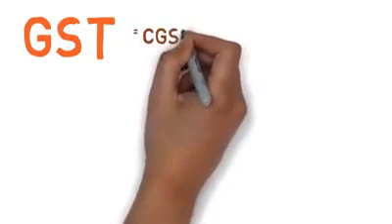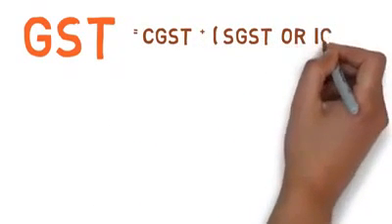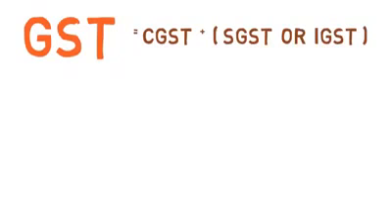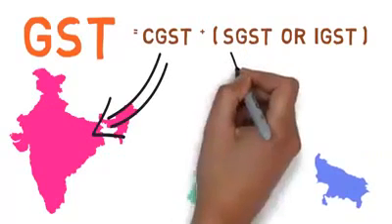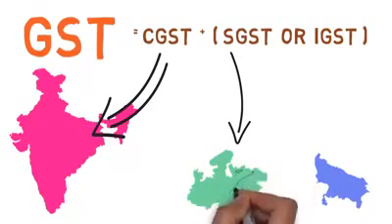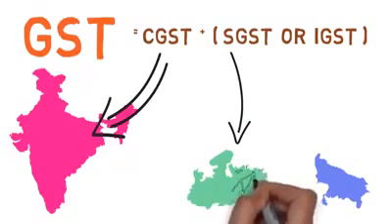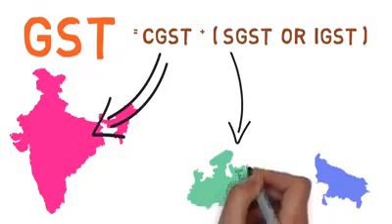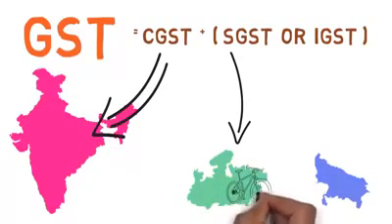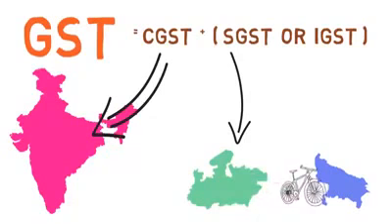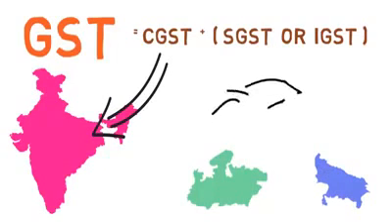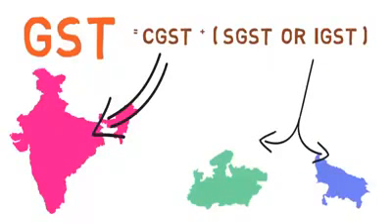GST is a combination of CGST and SGST or IGST. CGST is central GST, which is paid to the central government. SGST is the state GST, which is paid to the state government, and IGST is the integrated GST, which comes in the situation when goods and services move interstate. For example, product A is manufactured in Madhya Pradesh and sold in Uttar Pradesh, so IGST is distributed between both the states. In this case, SGST will not be collected.